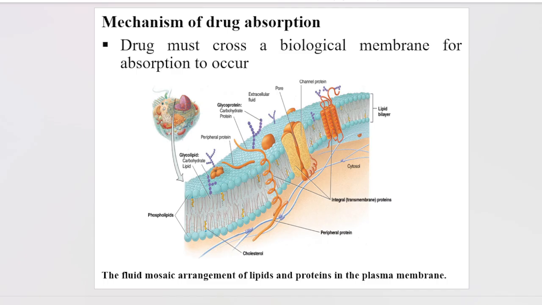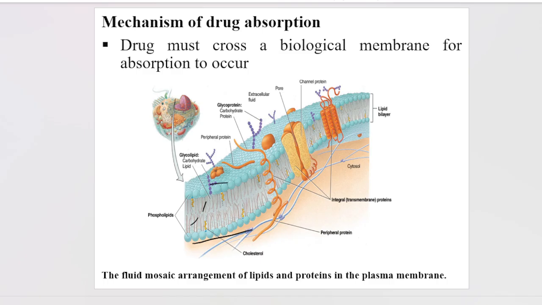So the absorption of a drug basically occurs through the biological membrane called the plasma membrane, and it is a lipid bilayer. If you look at it, there is a lipid bilayer, and inside it there are proteins, so you can check its physiology. But the thing is that the lipid membrane allows lipid soluble drugs to move faster as compared to water soluble drugs.